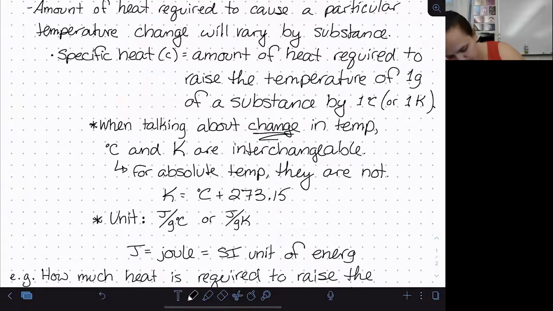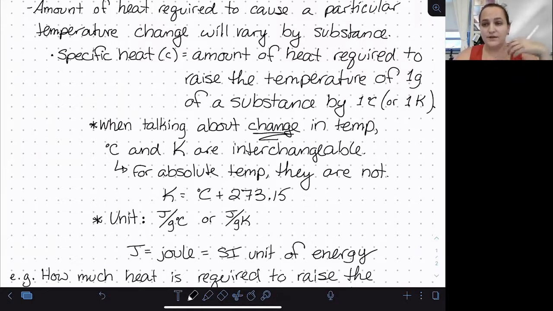So 1 joule is a very, very small amount of energy. In chemistry, we usually work in kilojoules, in thousands of joules. Many chemical reactions transfer energy in the hundreds or thousands of kilojoules per mole of reactant. So 1 joule is very small. We're usually working with very large quantities of joules being transferred.